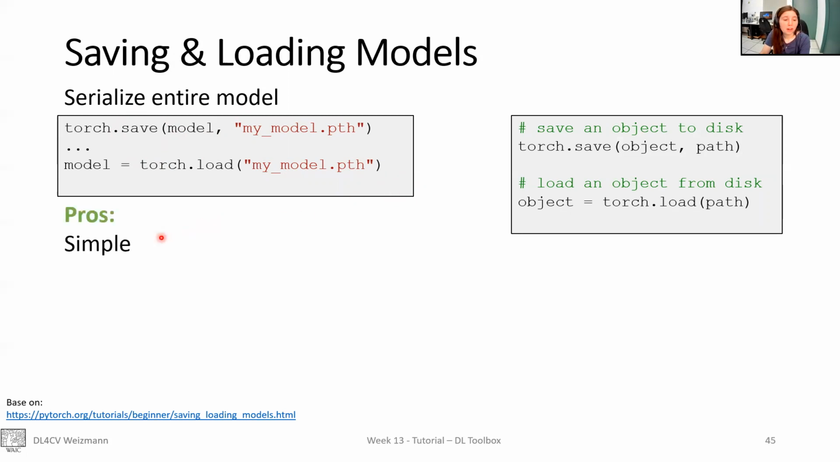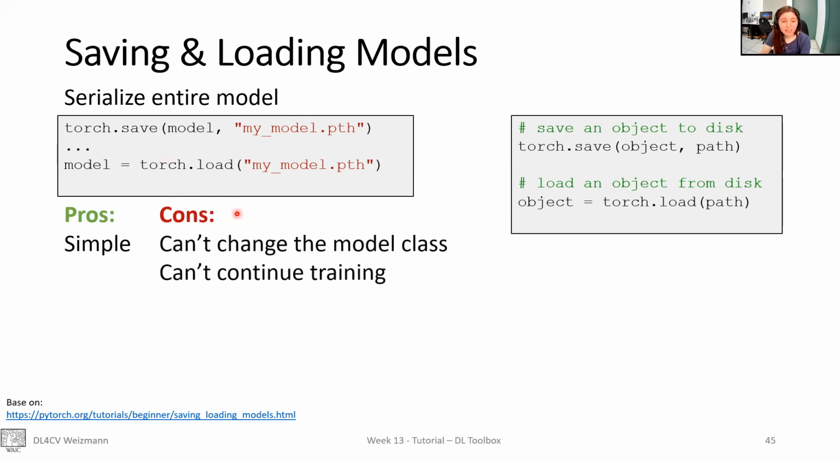So the advantage of doing this is that it's very simple. It's only 2 lines of code. But one disadvantage is that we can't change the model class once we've saved things this way, because here we save the model using the exact class that we've defined in order to train the model. And during development, during research, we find ourselves changing the classes quite often.